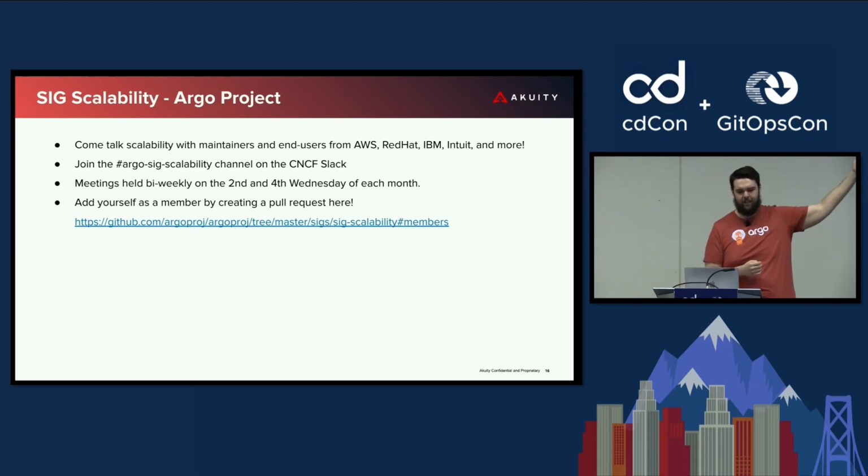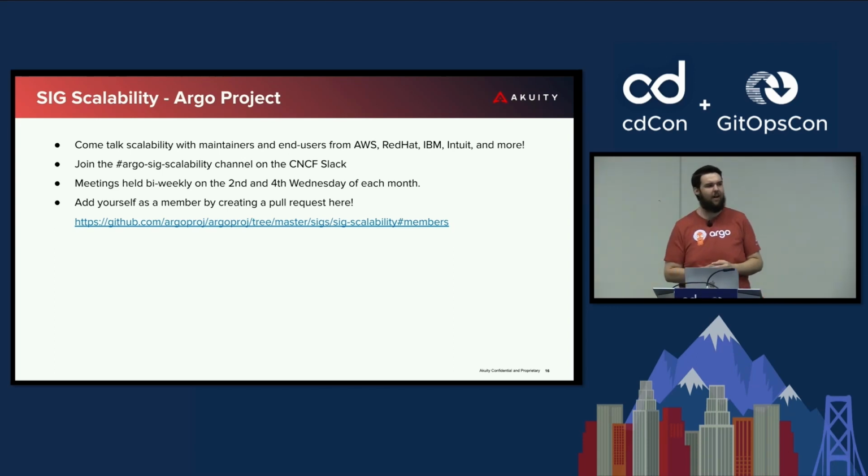Join the Argo SIG scalability channel on the CNCF Slack. It's public. Post interesting things that you find, bugs that you're running into, an issue that's related to scalability that you want maintainer attention on. We host bi-weekly meetings on the second and fourth Wednesday of each month, and you can request to become a member of the SIG by creating a pull request at that URL.